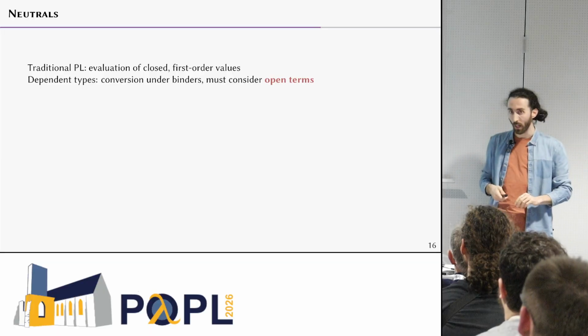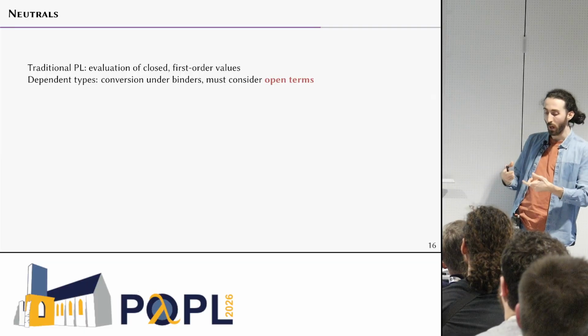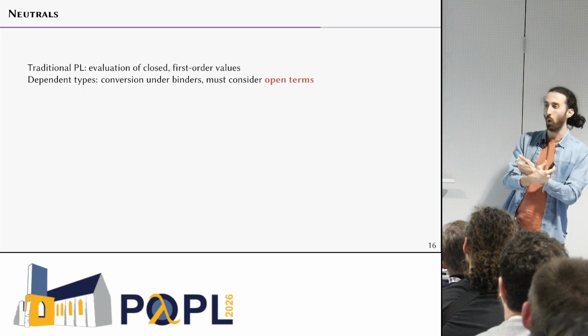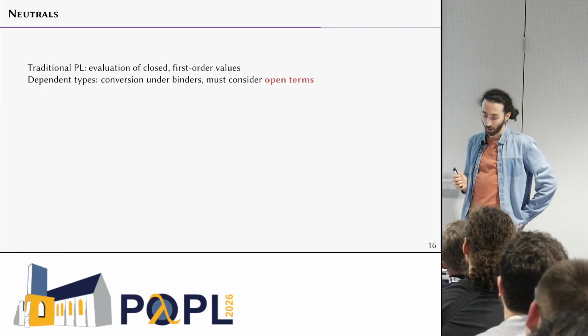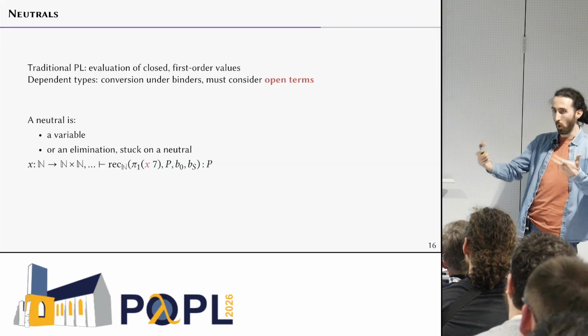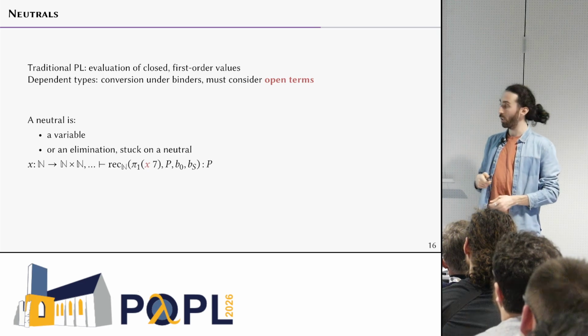But for dependent types, if you want to do conversion, you really have to look inside these things. You really have to go under binders. And once you go under binders, you are looking at open terms, things that contain variables, and there things get a bit more complicated. What's happening there is that you have these extra normal forms, things that cannot compute further because they're stuck on a variable.